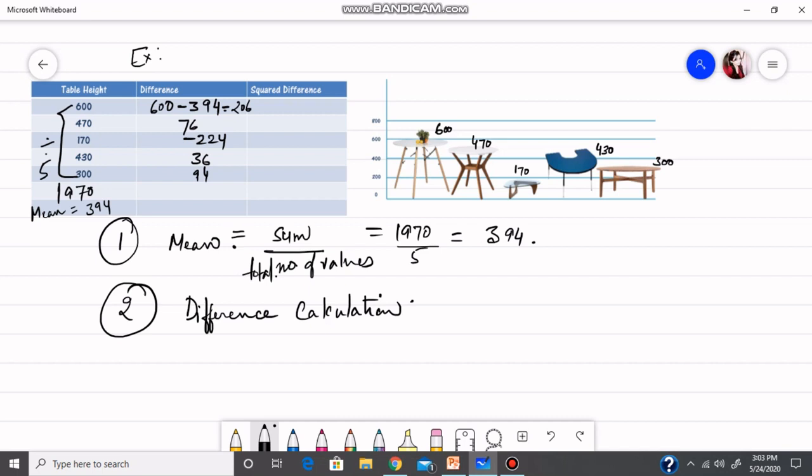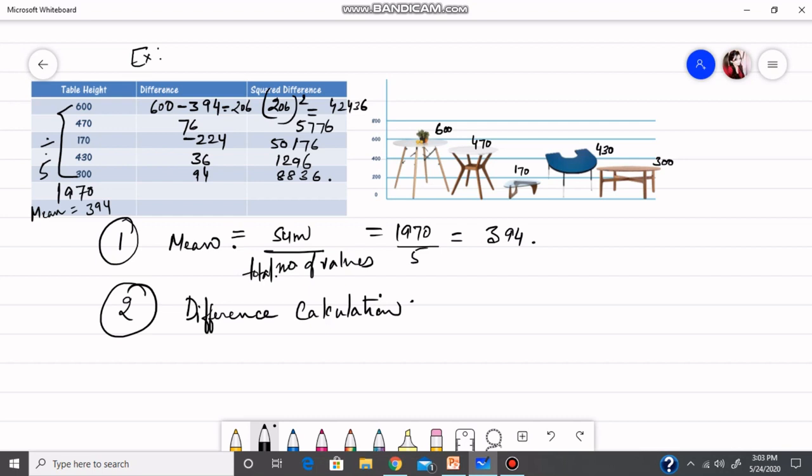We are still on the second step, we haven't yet come to the next step. Now we'll be squaring the differences that we have got here. So 206 squared gives 42436. Similarly 76 squared is 5776. Then I get 50176, 1296, and 8836. So I have calculated till this point of the second step.